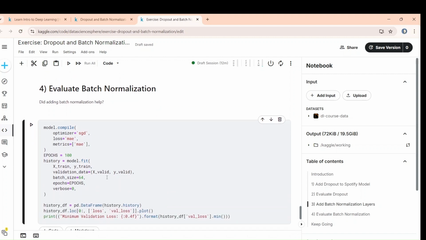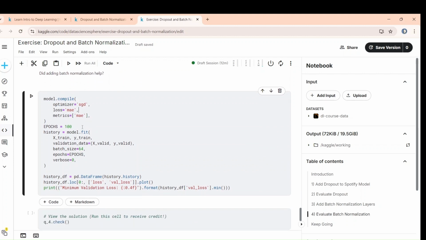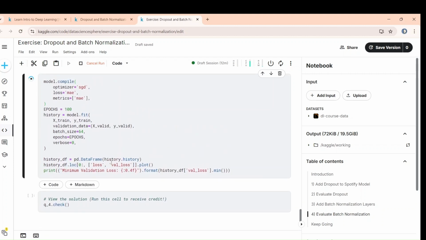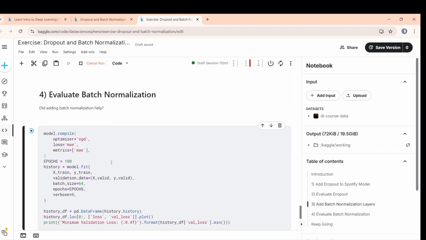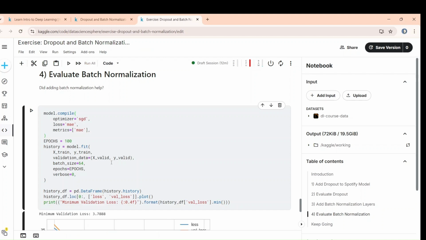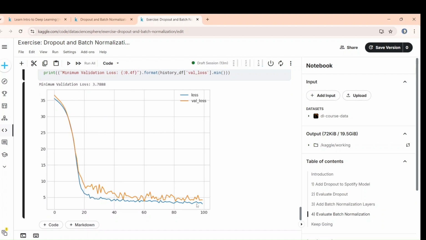Okay. Now let's do this one. Evaluate batch normalization, optimizer SGD, loss MAE, metrics MAE, epochs 100, history. Let's plot it. See how it is performing after adding the batch normalization. See. Okay. Earlier it was completely blank because it was converging to a large number, or it may have failed, but this time it is working nicely.